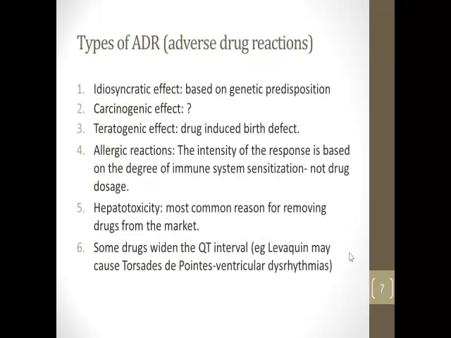Types of adverse drug reactions, they're listed here, right? So idiosyncratic, usually based on genetic predisposition. Carcinogenic effects, sometimes what happens is that it's really hard to pinpoint, because a drug may cause cancer, but it doesn't cause cancer in a month. So it may cause cancer 5, 10, 20, 25 years down the road, and then it's hard to actually backtrack and see that the cause of the cancer is because of a certain drug.